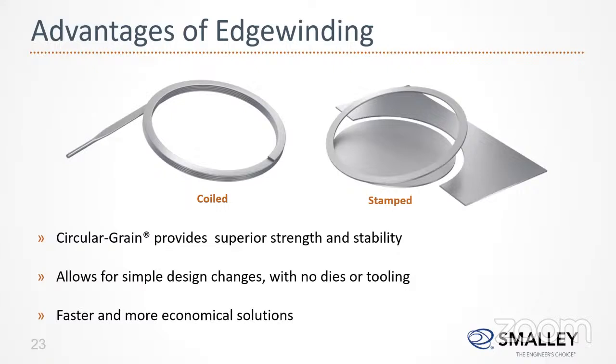Whereas in the coiled process, on the left-hand side, we do the coil process, or edge winding process. We take a wire, flatten it, and then wind it. During winding, we form the waves. That's how the waves are formed. So here, the circular grain structure is not damaged, so this possesses superior strength and stability and offers longer lifetime and performance.